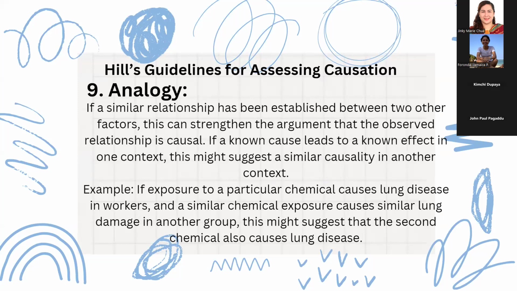So yung last po natin is yung analogy. If a similar relationship has been established between two other factors, this can strengthen the argument that observed relationship is causal. If a known cause leads to a known effect in one context, this might suggest a similar causality in another context. So for example, if exposure to a particular chemical causes lung disease in workers and a similar chemical exposure causes similar lung damage in another group, this might suggest that the second chemical also causes lung disease.